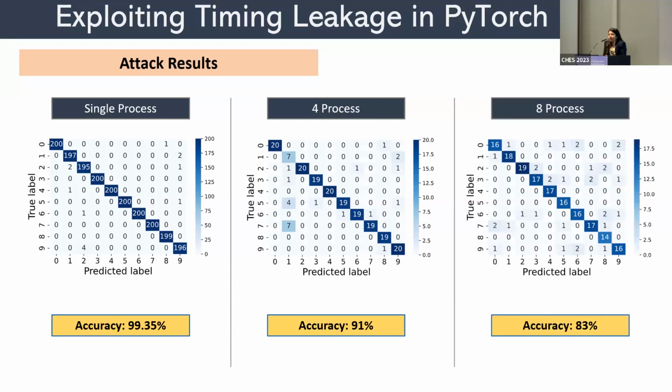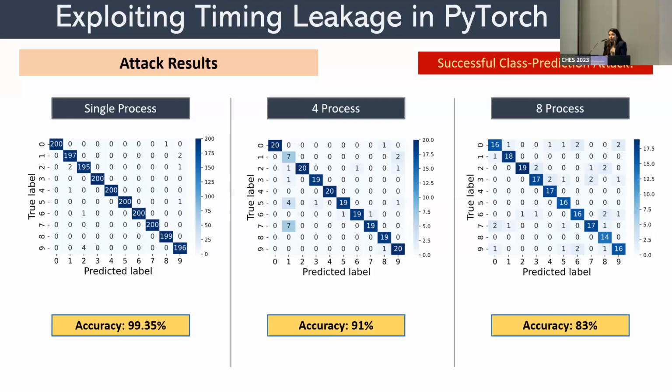And then we also check for 8 processes. And again, the accuracy drops to 83%. And it's again because of the additional 7 processes, which are adding noise while collecting the timing traces. So we see a successful class prediction attack.